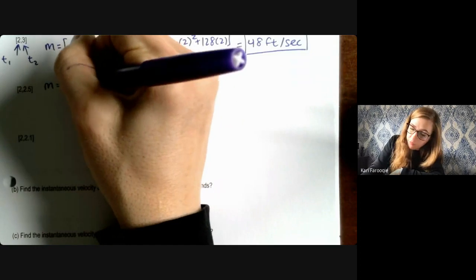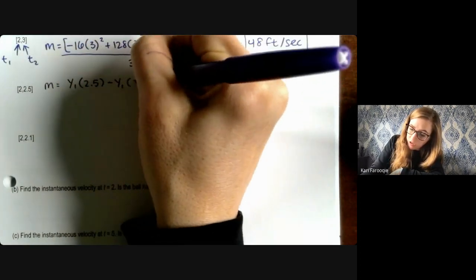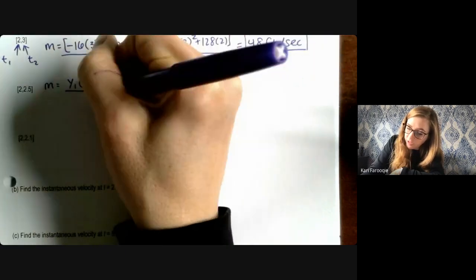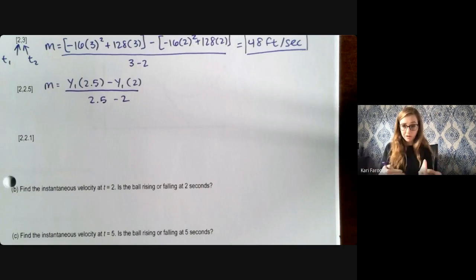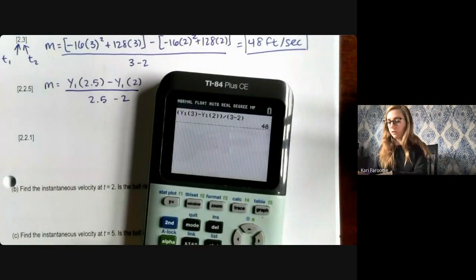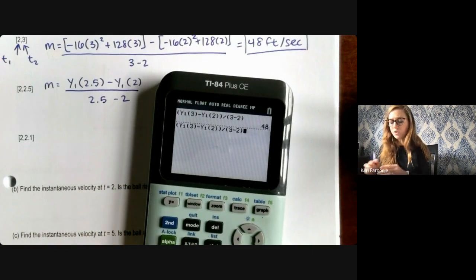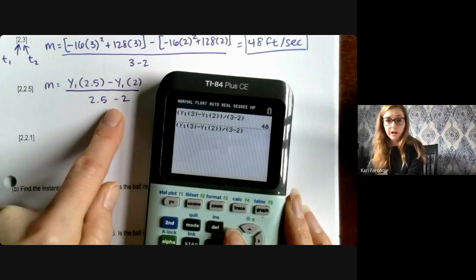I'm just going to pull up y sub 1 of 2.5 minus y sub 1 of 2, divided by 2.5 minus 2. And I'm going to pull up the same formula on my calculator and just switch out those values. So I'm going to hit second enter to pull up my last entry. And I don't want 3 and 2. I want 2.5 and 2.